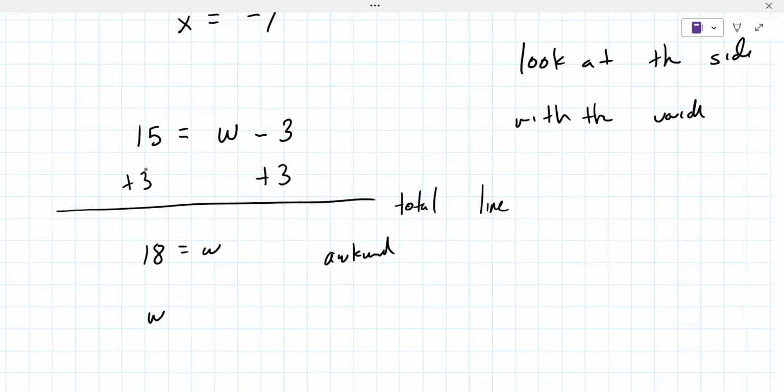Okay, now this is a little awkward, because usually you want the variable on the left. We read left to right. We write math equations left to right. It should be read W equals 18, not 18 equals W. Now, is what I have here wrong? No, it's not wrong. It's just awkward, for lack of a better word. And W equals 18 is preferred.